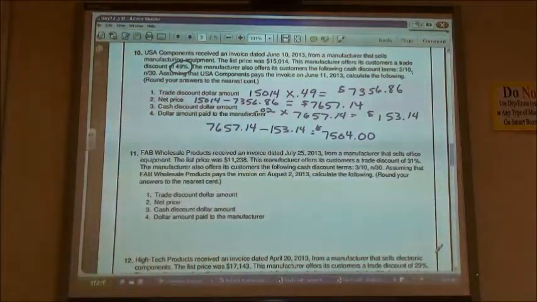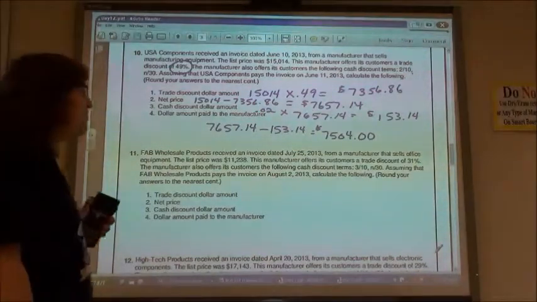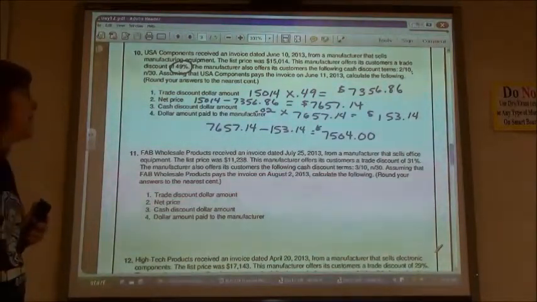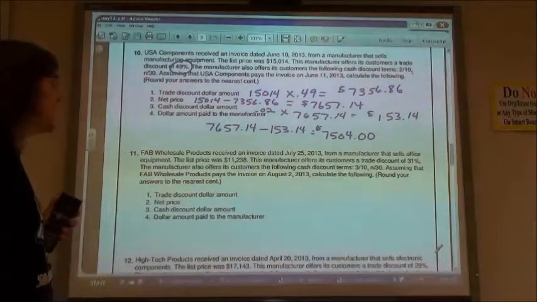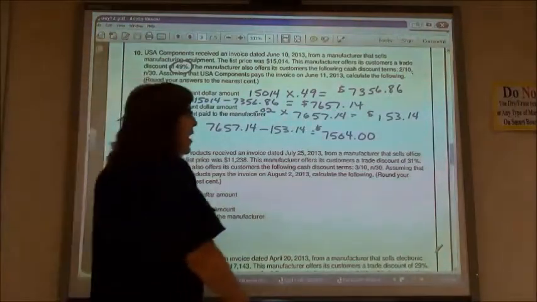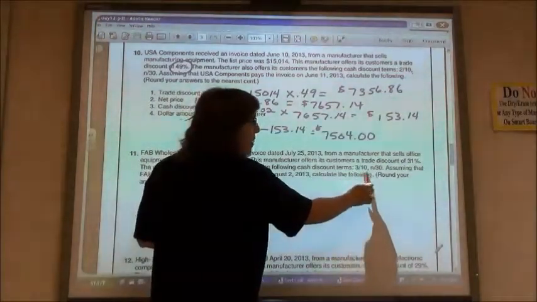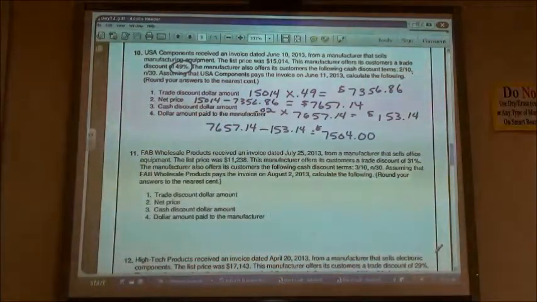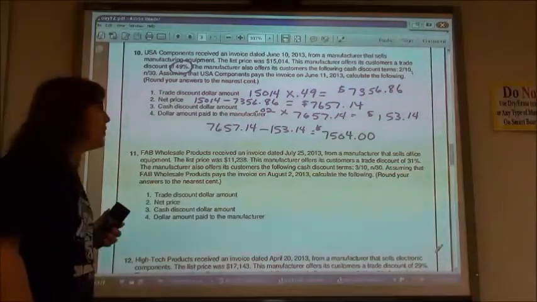Number 11, Fab Wholesale Products received an invoice dated July 25th from a manufacturer that sells office equipment. The list price was $11,238. This manufacturer offers its customers a trade discount of 31%. The manufacturer also offers the following cash discount terms: a 3% discount if paid within 10 days, the net is due within 30. Assuming that Fab Wholesale Products pays the invoice on August 2nd, calculate the following.